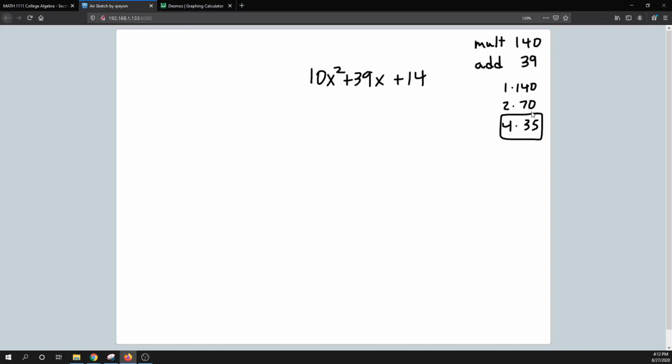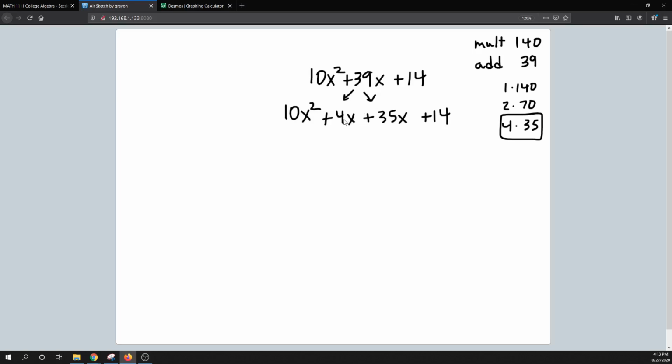All right, so with the AC method, what you want to do is take that middle term and split it up using those two numbers. So I'm going to write this as 4x plus 35x plus 14. That step looks weird if you're not used to it, because normally you're going backwards, simplifying like terms. Here I'm creating some like terms for the purpose of this method.